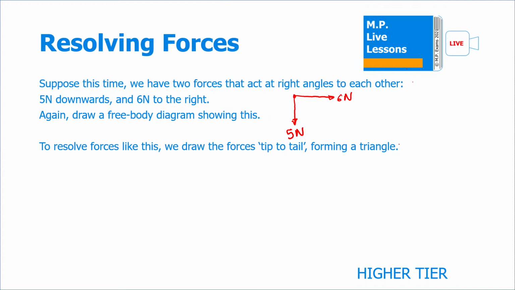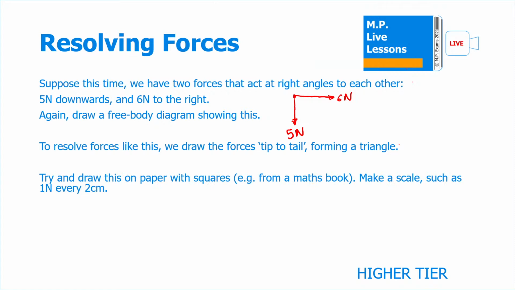Now, usually you do this on some squared paper, and you draw the forces tip to tail. So we start with one of the forces, let's say the 5 newtons down, and then we'll draw the next force after it, the 6 newtons to the right. And what you get is this little triangle. So our resultant force generally will go in this direction.